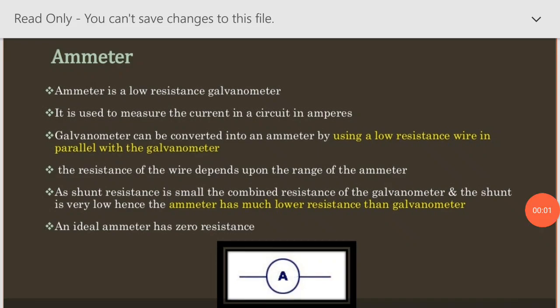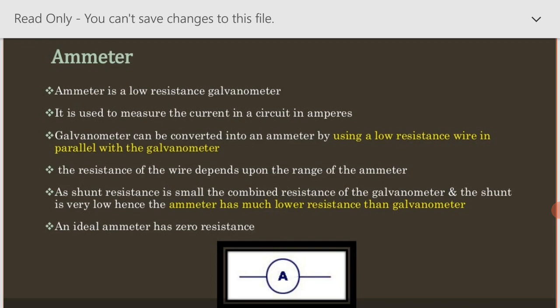Hello to all. Today we have a video lecture on the topic of ammeter and voltmeter. Firstly, we see what is an ammeter. An ammeter is a low resistance galvanometer. It is used to measure the current in a circuit in amperes.